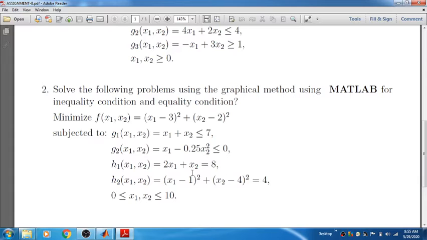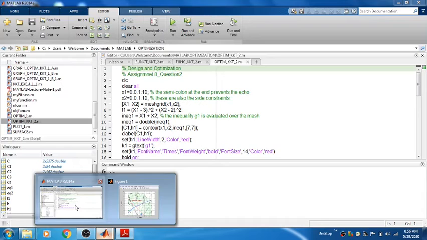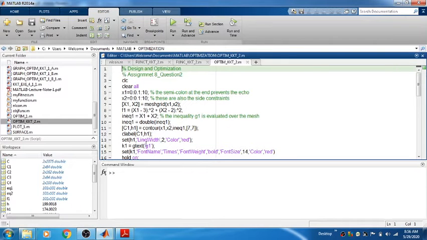Okay, let's first do the graphical approach. From the graphical approach, we can get an idea where the local minima, or the minimum of the function, will occur, or what the feasible region should be with all four constraints along with x1 and x2, this two-variable problem. So let's first see how we can write the code.